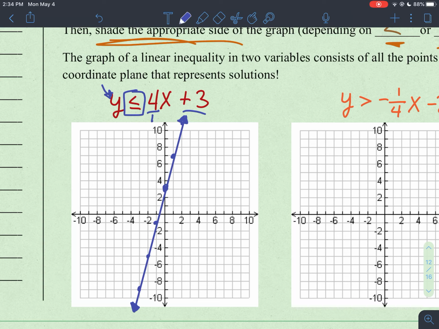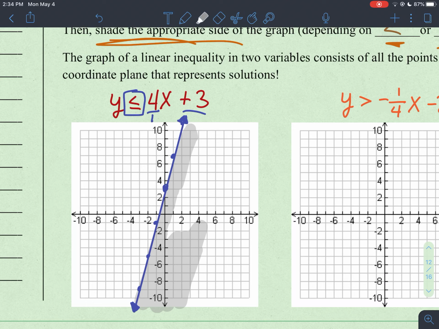Y is less than that line. Y is less than this line. So what I want you to do is look at this line and think, what is the less than side? What would the bottom side of this line be? If you look at the line and you think about the bottom side of the line, you would say that it's this side. So you're going to lightly shade this side of the line.